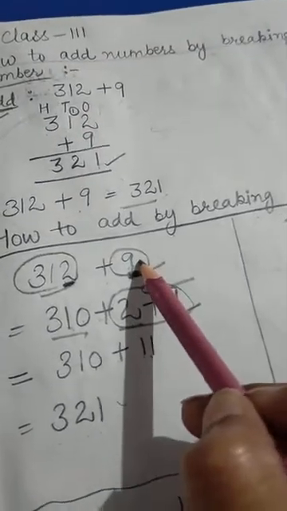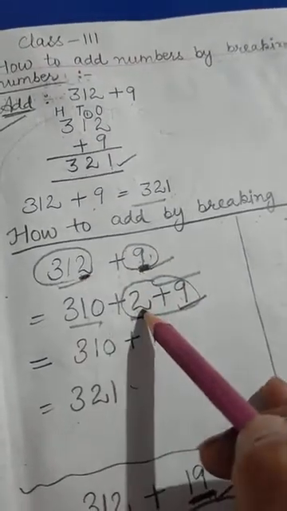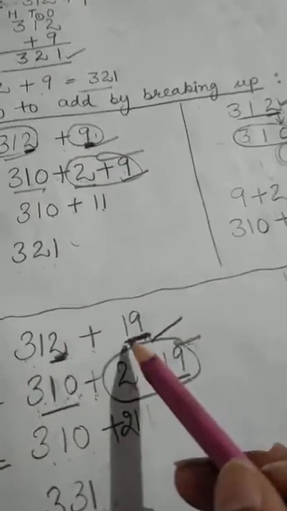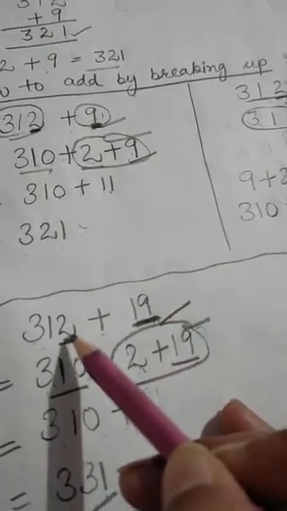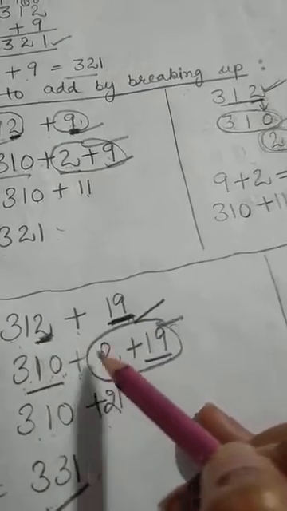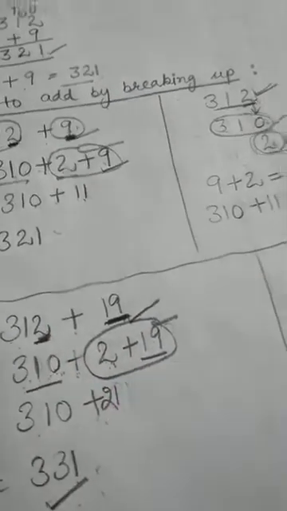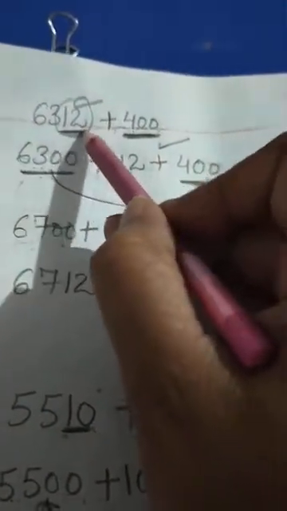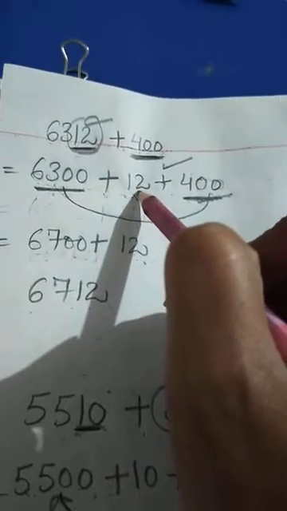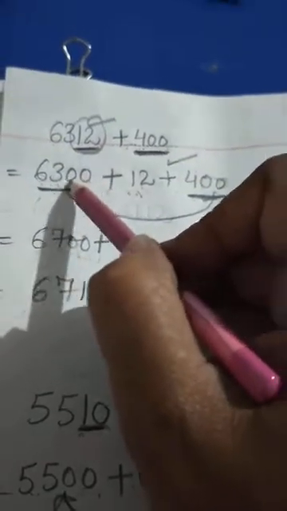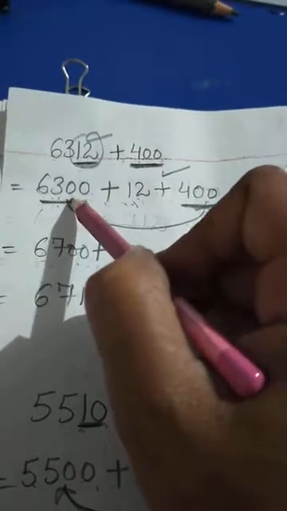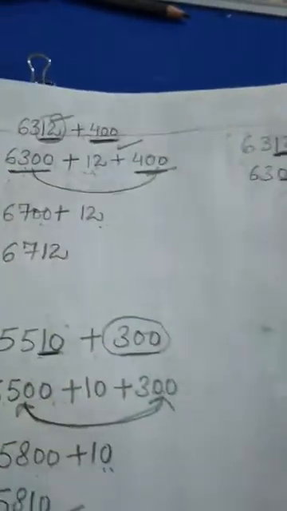If there is one digit to be added, you will separate only one digit from here, and in place of that digit you will write 0. If there are two digits to be added, then again you will separate one digit, and in place of that digit you will write 0. If there are three digits to be added, then you will separate two digits from this number, and in place of those two digits zeros will be written. In this way you can do these sums.